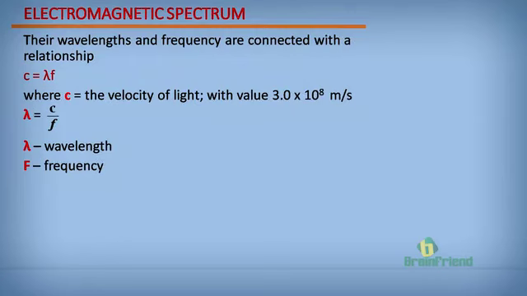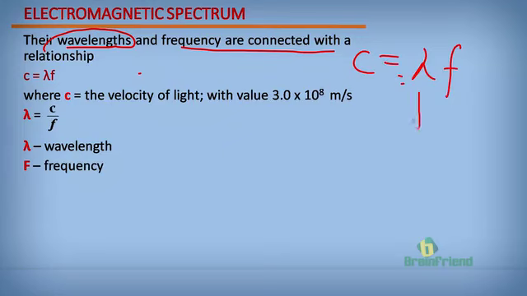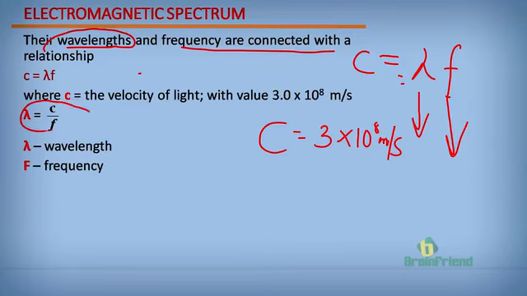Their wavelength and frequency are connected with the relationship c. Like we said, c is a symbol used to represent the velocity of all electromagnetic radiation, equal to lambda f. Lambda is our wavelength, while f is our frequency. c, which is our wave velocity, the electromagnetic velocity, has a value of 3 times 10 raised to power 8 meters per second. So expressing the wavelength lambda, it will be equal to c over f, which is the frequency.